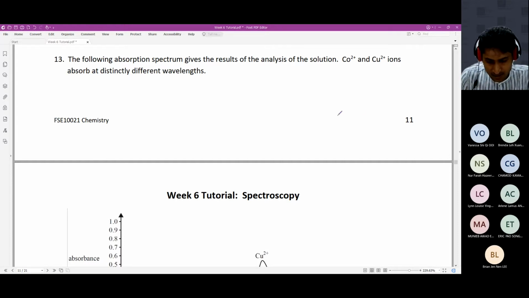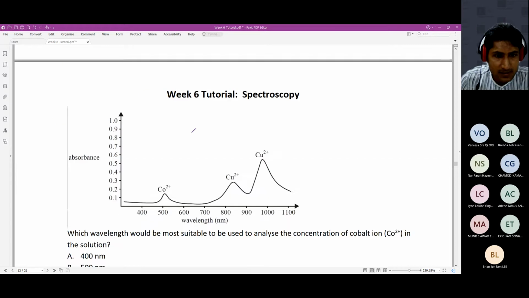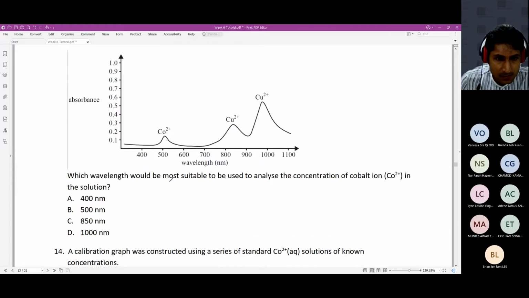Okay, the question is saying the cobalt and copper 2 ions absorb distinctively in different wavelengths. Of course, cobalt is 500 something, 502, and copper can be used at either 980 or 840 something.